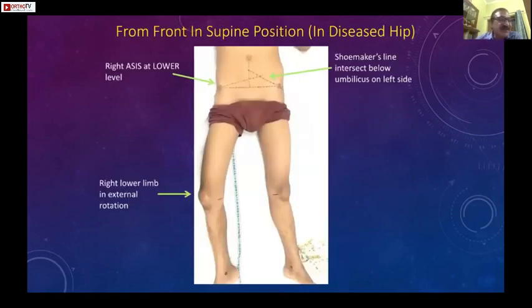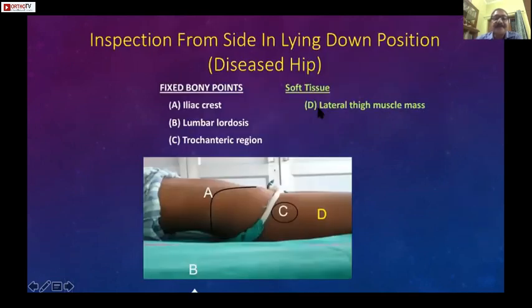Now this was the inspection in the standing position. From that we go to inspection in the supine position. Like in this patient, when the patient is lying down, please make note of the level of the anterior iliac spines on both the sides. In this patient, the right anterior superior iliac spine is at a lower level. The right lower limb is in external rotation. And similarly, now you can inspect the patient in the lying down position.